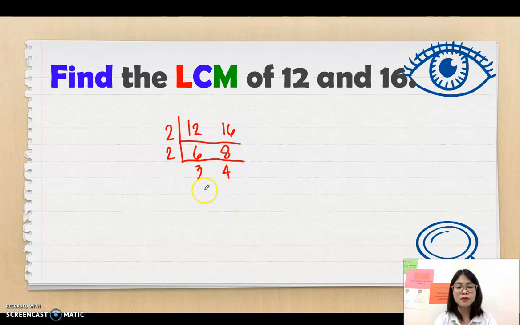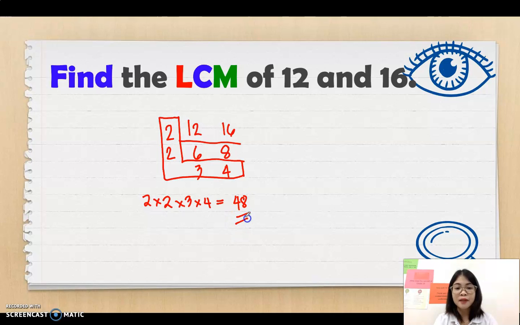So there is no common factor between 3 and 4, so you multiply the prime divisors including the last quotient. When you multiply, it's like you multiply in the shape of the letter L to find the LCM. So you multiply 2 times 2 times 3 times 4. 2 times 2 is 4, times 3 is 12, times 4 is 48.